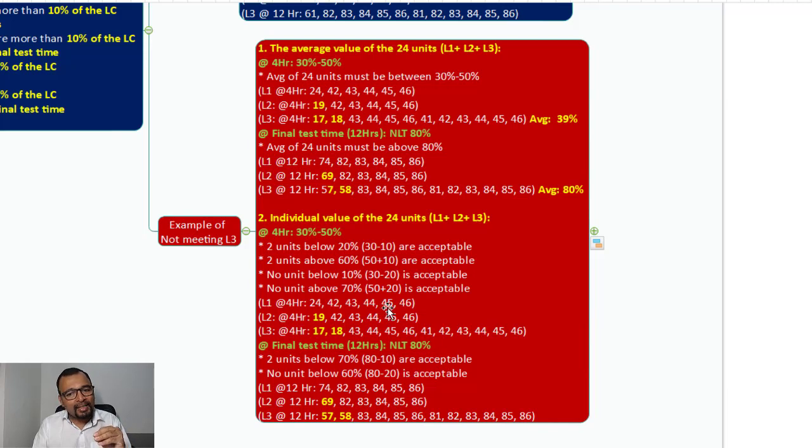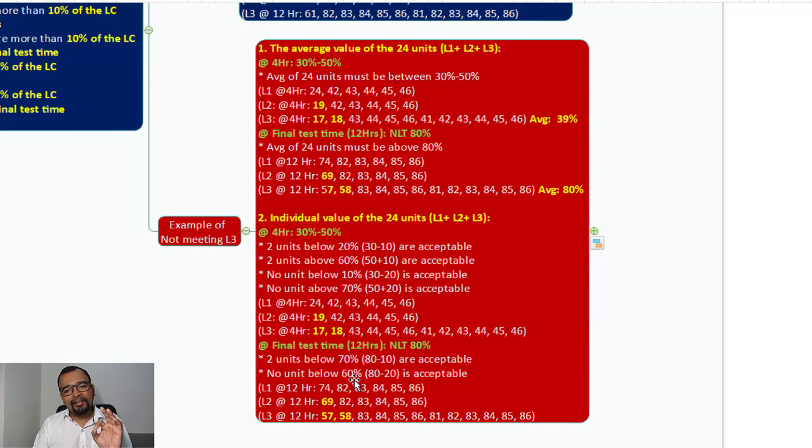No unit below 10% is acceptable, and no unit above 70% is acceptable. I hope you understand this calculation part. Now let us understand the L1, L2, and L3 results, and you will see that there are three values which are below 20%: 19% from L2, and 17 and 18% from the L3 stage. So what is our requirement? Not more than 2 units below 20, but here you got 3 units below 20. So you can say that the individual value requirement for the fourth hour is not met for the L3 requirement.